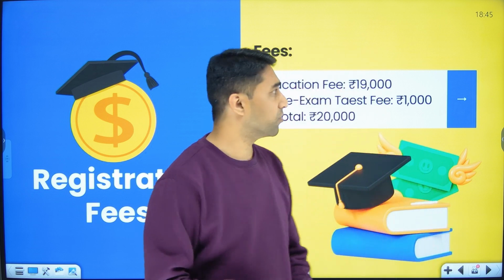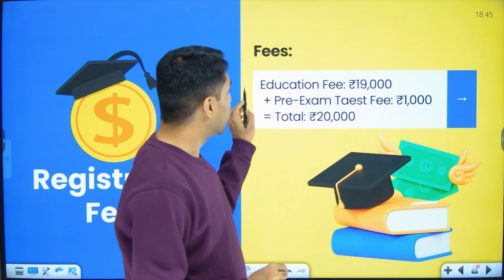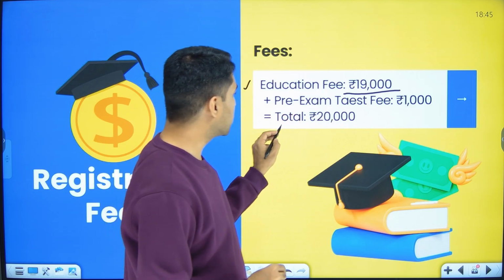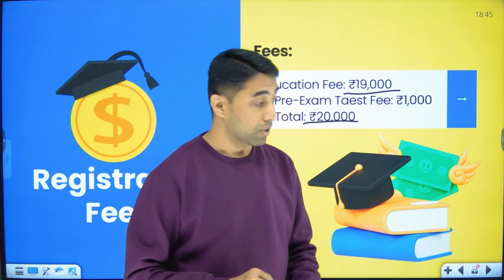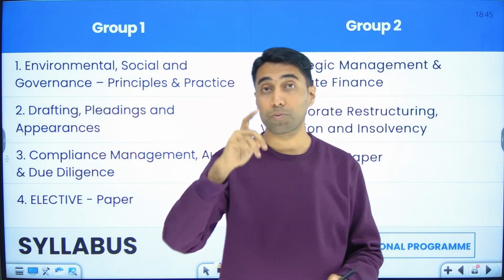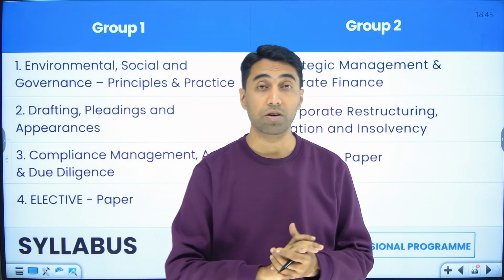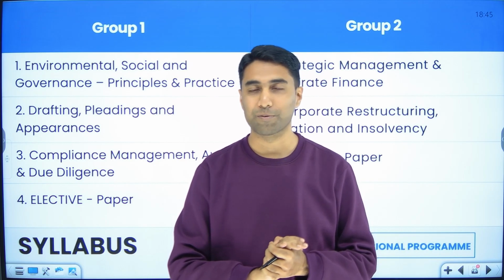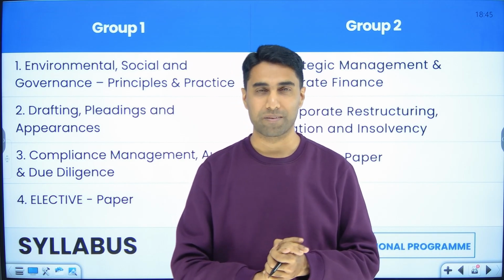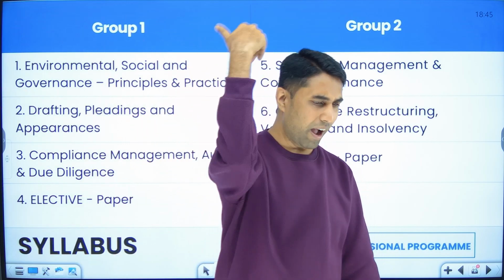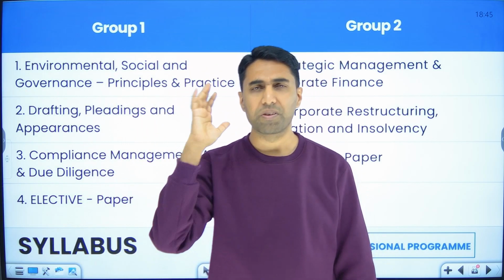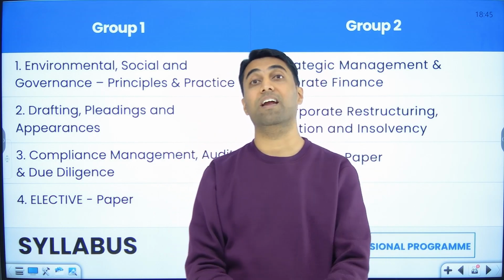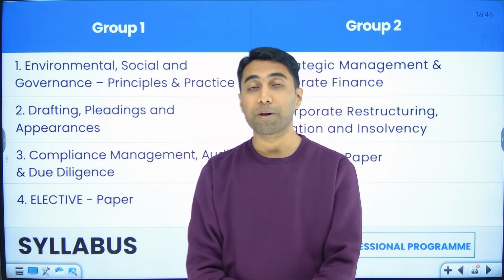So what is the registration fees? It is 19,000 rupees plus the pre-exam test fee of 1,000. So total 20,000 rupees. If you do self-study till executive, it was 22,000 rupees. Correct? 22,000 rupees plus 20, that is 42,000. Okay. You add another 50,000 for coaching, 60,000. It is still below 1 lakh.